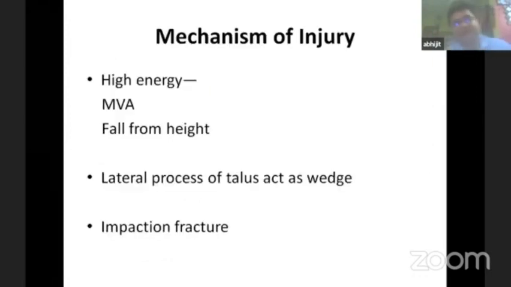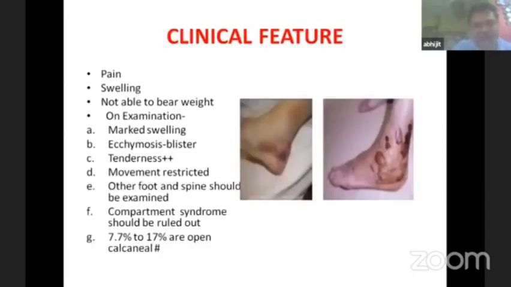Mechanism of injury: basically it is a high-energy motor vehicle accident or fall from a height. The lateral process of the talus acts as a wedge, and there is also an impaction factor.